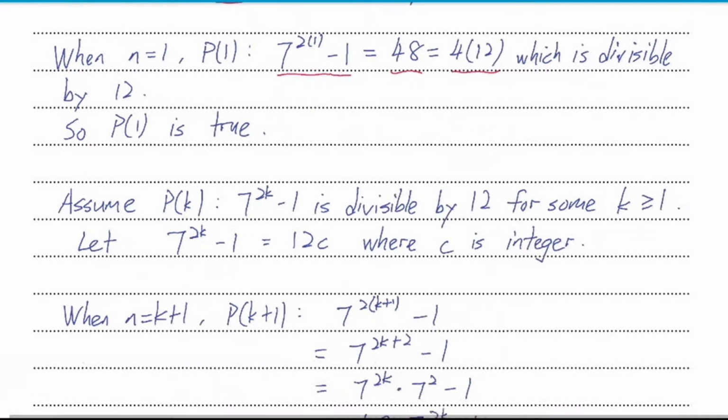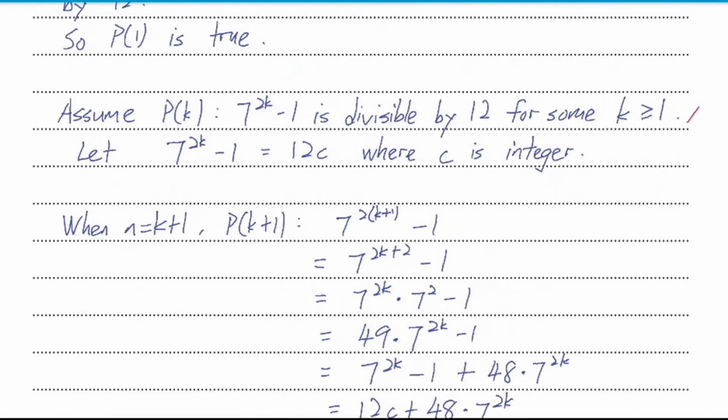So as we assume P(k), this is the usual step. In my case, I let P(k), which is 7 power 2k minus 1, be equal to 12c. Because when we say this is divisible by 12, it should be expressible in the form of 12 multiplied by c, but we need to specifically mention that c must be an integer. If it is a fraction, it doesn't mean it is divisible. You must indicate this clearly.